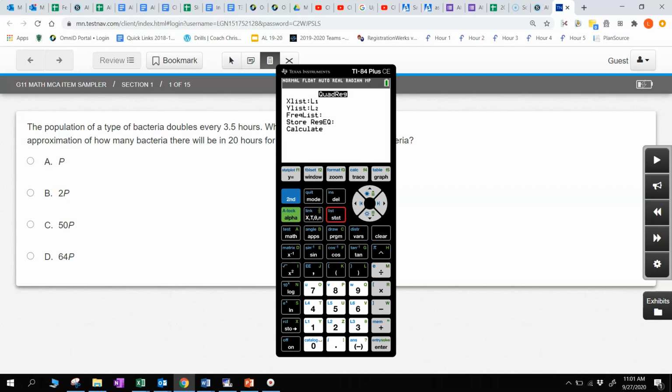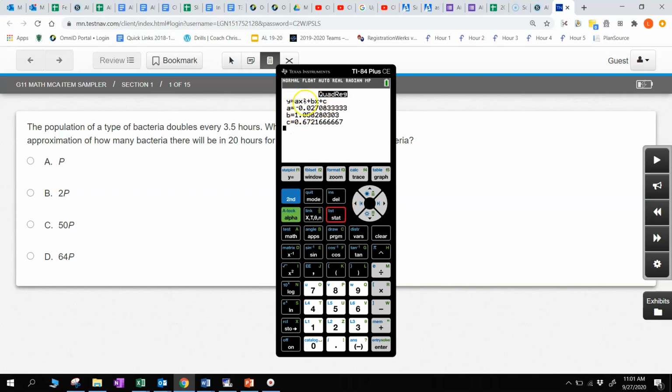So I hit Enter, Enter, frequency list, this, and then calculate, Enter. So just a bunch of enters until you see this. Now you will notice that it gives you the function or the equation as y equals ax squared plus bx plus c, and then it tells you the values of a, b, and c.